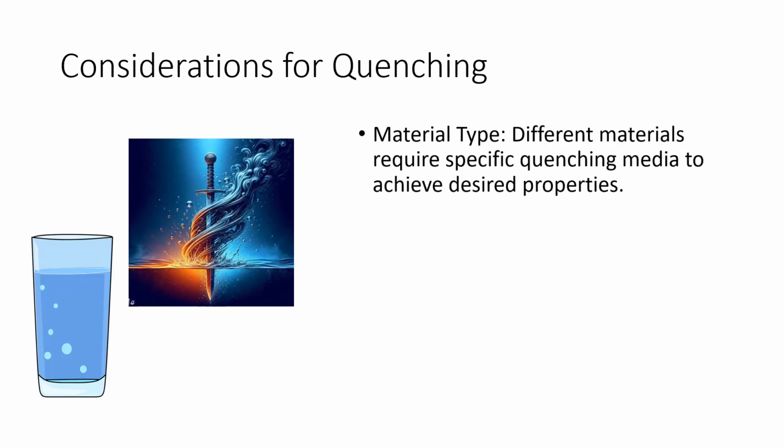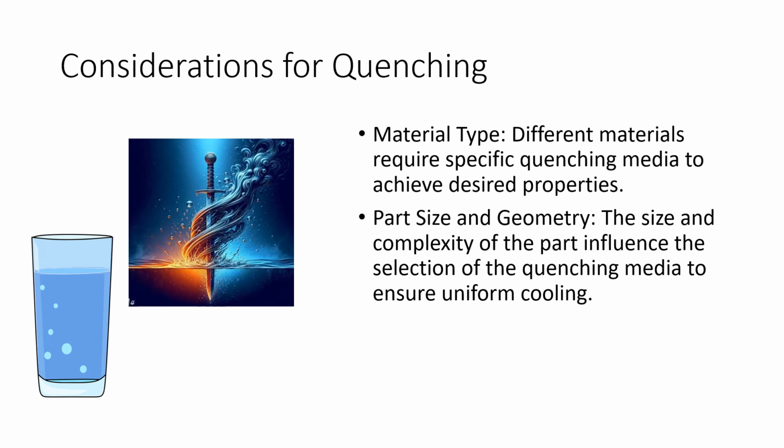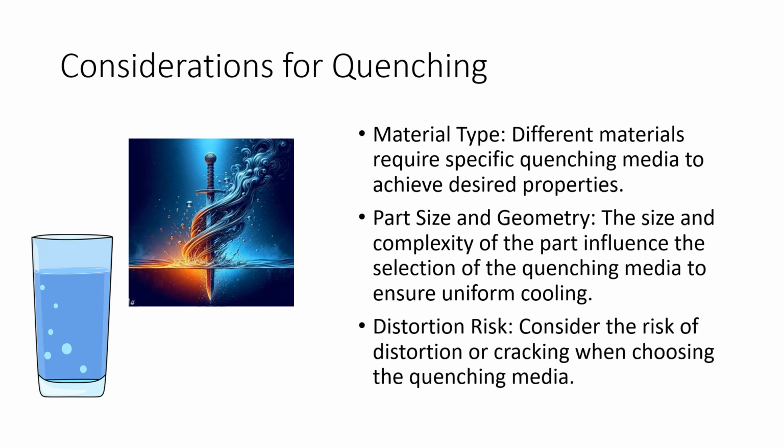Okay, some considerations for quenching. Material type. Different material types require specific quenching media. Depending on what we're doing, what's the material, we may only have limited options. Part size and geometry are going to come into play, because if we have issues with it cooling too fast, we could have cracking-related issues or any other number of issues that could come into play during the quenching. And distortion risk: distortion and cracking when choosing the quenching media. These are some of the things we need to think about.